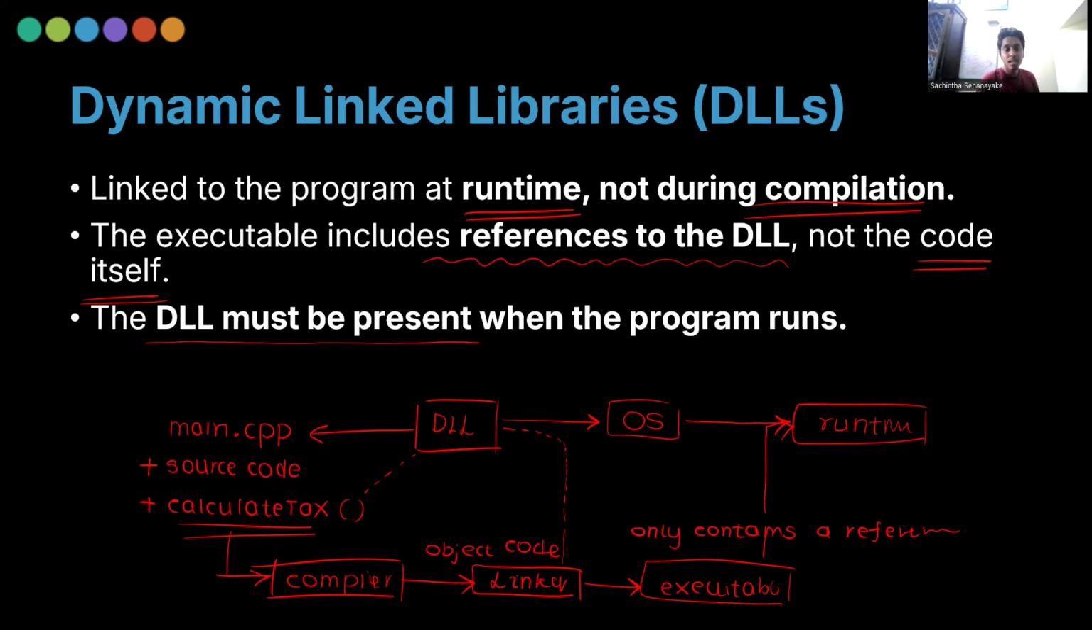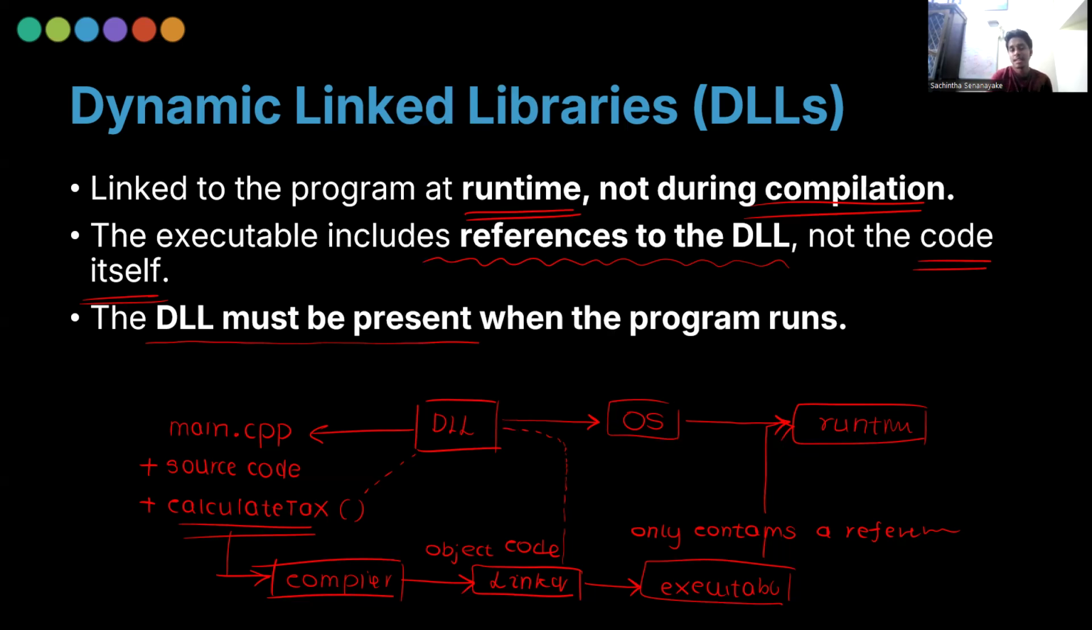So the object code is combined by the linker, and there's a reference to the DLL established by the linker whenever the calculate text function is called in your source code. As a result, when the executable runs in the computer, the OS has to then resolve that reference by talking to the DLL during runtime. So the DLL is therefore something that must be present when the program runs.